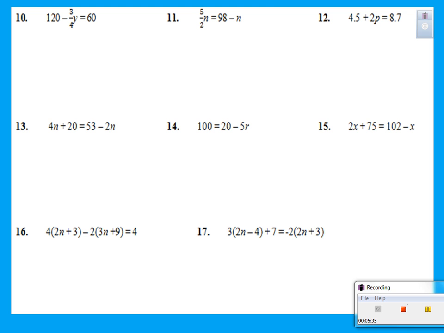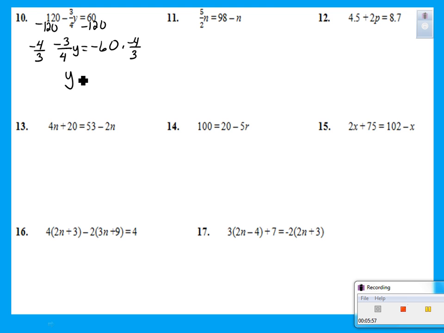On number 10, I got 120 minus 3/4 y equals 60. You're going to need to subtract 120 from both sides first. So I've got negative 3/4 y equal negative 60. And then I'm going to multiply both sides by the reciprocal of negative 4/3.